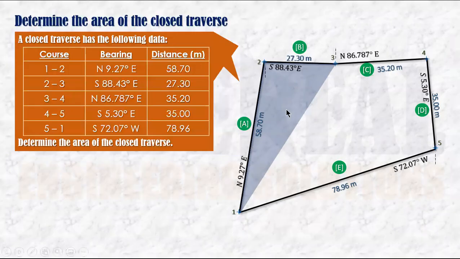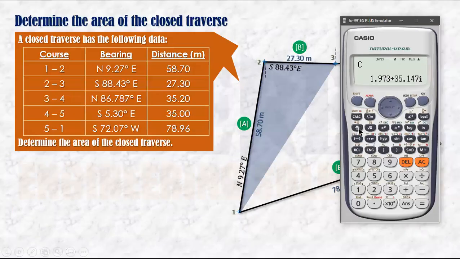So if we're gonna calculate that, there's a triangle A and B, same as this kanina, the formula is I/2 times A times B conjugate. No. A times conjugate of B. Shift complex to B. Okay. The real part is the area. So the area nito is 794.03 square meters.